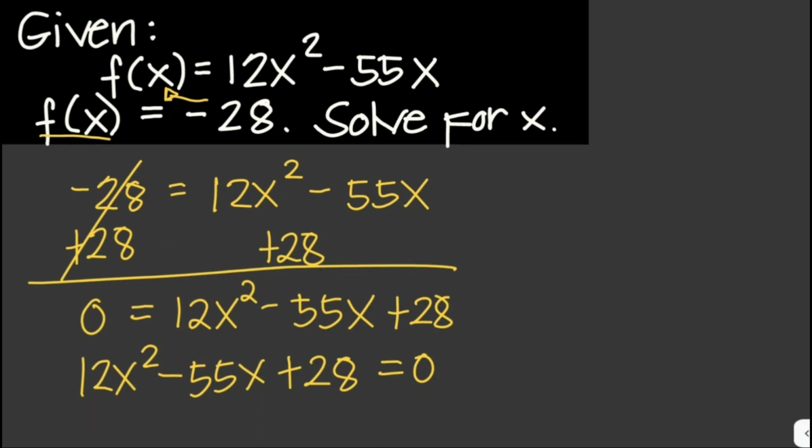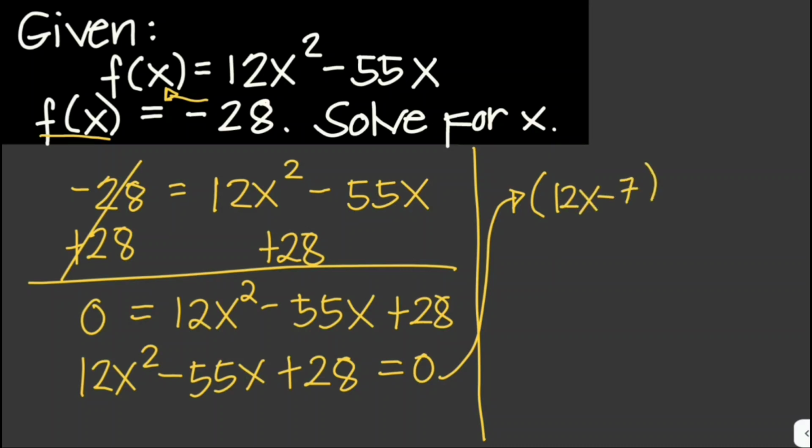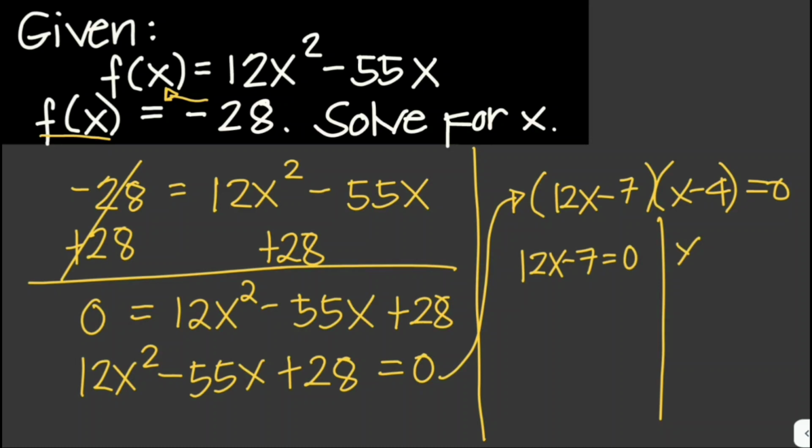And now we can factor this one by using the AC method. We can factor this equation here as 12x minus 7 times x minus 4 equals 0. And then we set each factor equal to 0 to solve for x. So that would be 12x minus 7 equals 0, or x minus 4 equals 0.